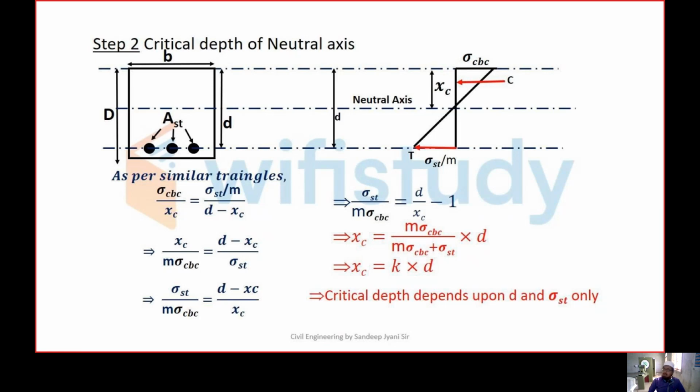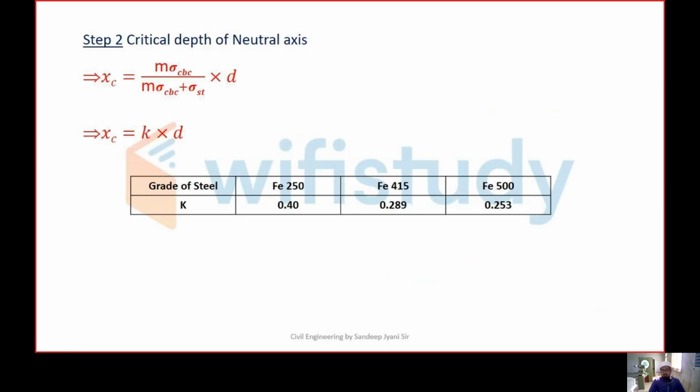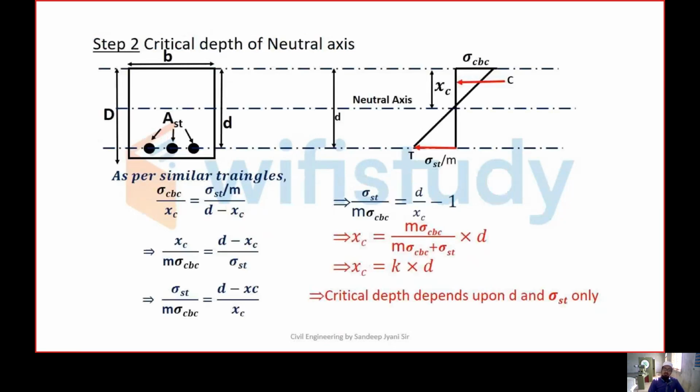So if we consider m sigma cbc by m sigma cbc plus sigma st as k, then overall xc is equal to k into d, and the critical depth depends upon d and sigma st only. What we understand from this equation is that the critical depth depends on d, that is, the effective depth, and on the stress in steel in tension.